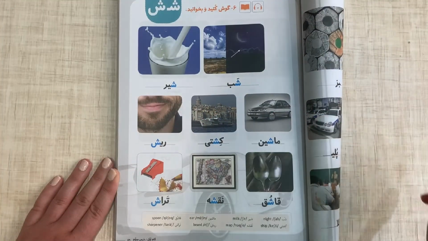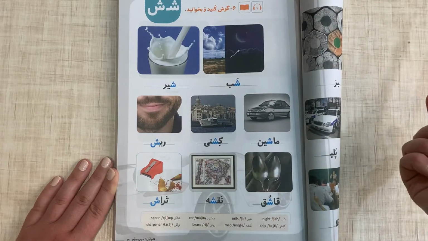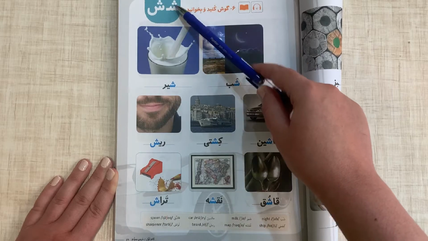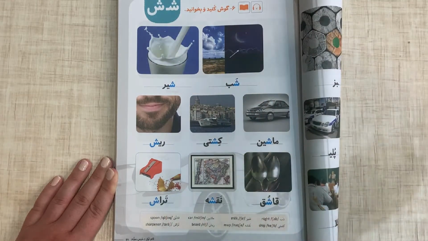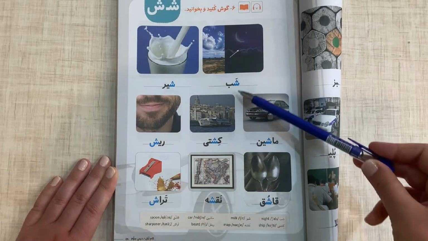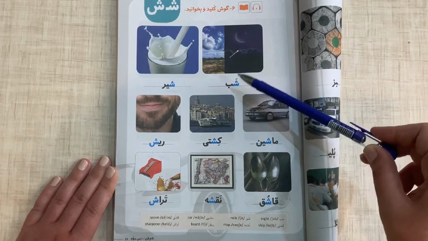Now let's take a look at sh sound. We have two versions. It's almost the same rules as for se. This one always comes at the beginning or in the middle of the word. This one always comes at the end. It can get connected to another letter, but most of the time it is written separately. So we have shab at the beginning.